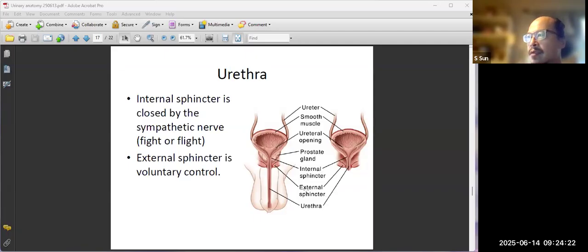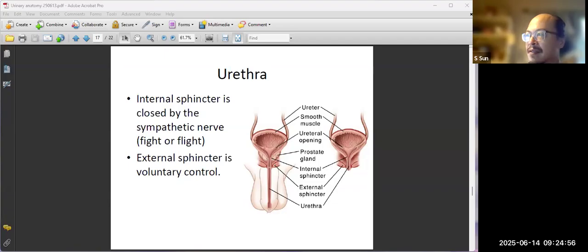So this tube needs to be controlled by your voluntary control. The urethra has two sphincters to control its opening. One sphincter is the internal sphincter, right here. The other one is the external sphincter. The internal sphincter is not under your voluntary control, but the external one is. So the outlet of the urine is controlled by two doors: one is the internal sphincter, the other one is the external sphincter.